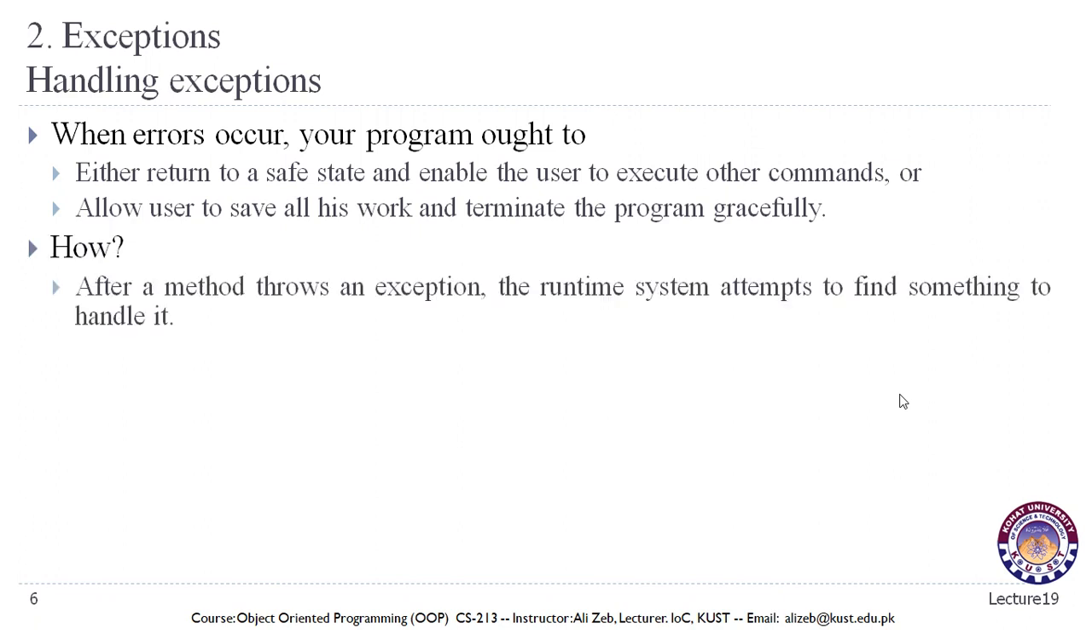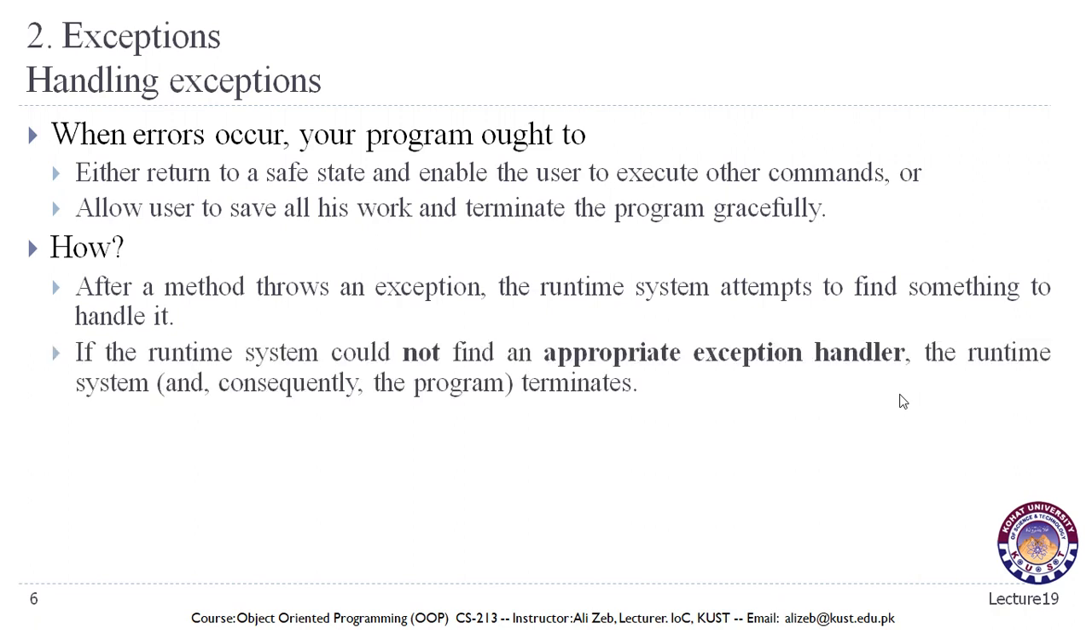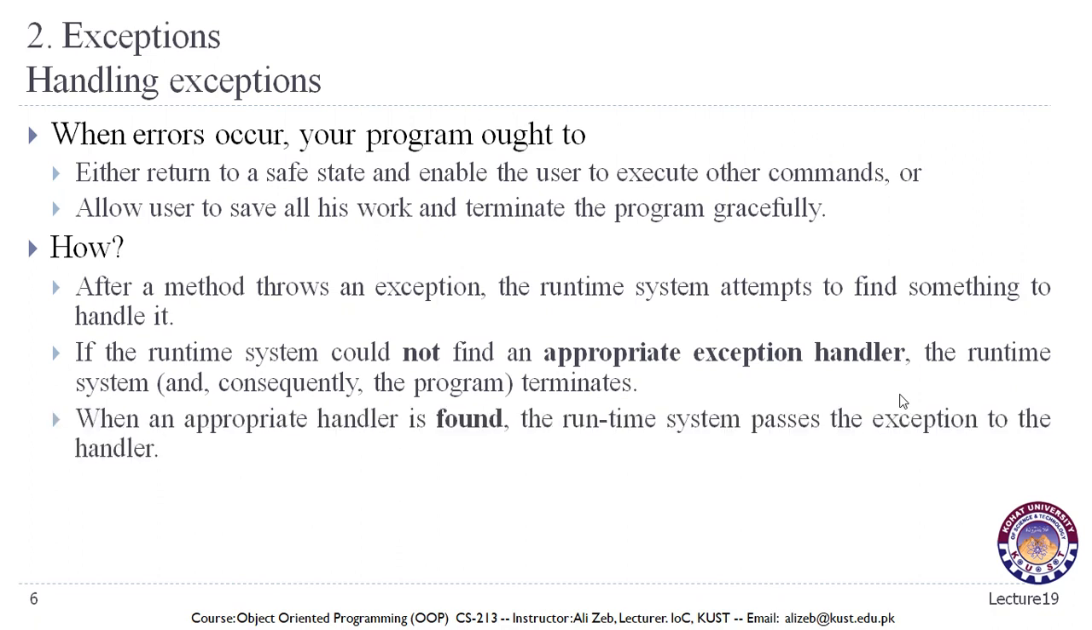How can we do this? We can do this through exception handling. For example, after a method throws an exception, the runtime system attempts to find something to handle it. Now, if we have provided that something to the system, then it will follow that. Otherwise, it will do whatever it can by default. If the runtime system could not find an appropriate exception handler, as a programmer it is your responsibility to provide an appropriate way of handling the exception. Otherwise, the runtime system and consequently the program will terminate.